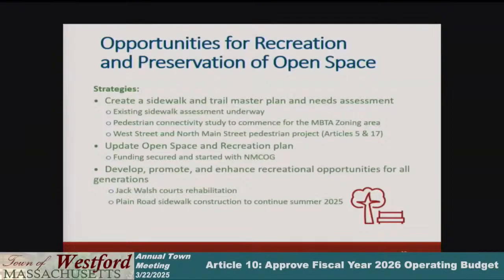As we just discussed, we have a need and want for opportunities for recreation and open space. We'll be creating a sidewalk assessment right now for our existing sidewalks. We'll be studying pedestrian connectivity through an MBTA zoning grant. And we did discuss the West Street and North Main Street pedestrian projects under future and former articles. We'll be updating our open space and recreation plan over the next few months. So if you want to get involved, there'll be opportunities for that. And we want to develop and promote and enhance recreational opportunities for all generations. Some examples that we're currently working on now is the Jack Walsh Court rehabilitation and the Plain Road sidewalk construction continuing this summer.